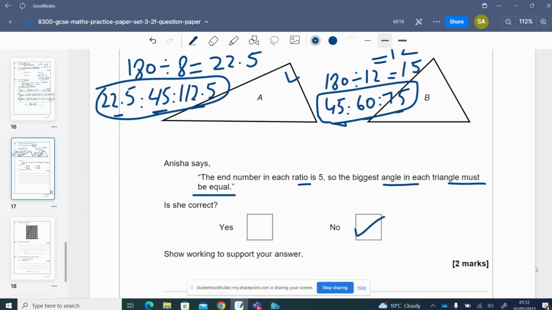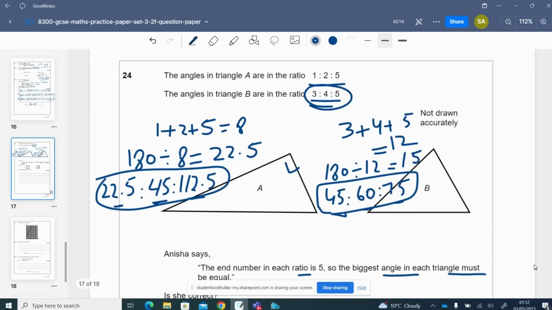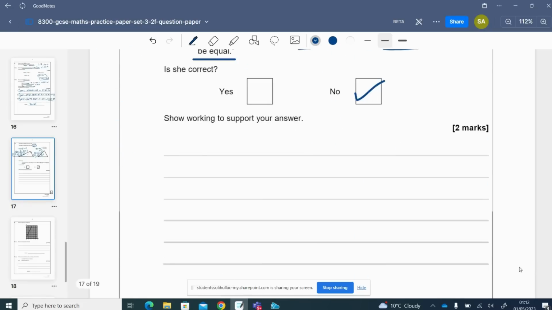Because the end number in each ratio is 5, the biggest angle would have to be equal. It's not the case because the ratios are different here. We are sharing it into two different sets of parts. That's why it can't be the same.